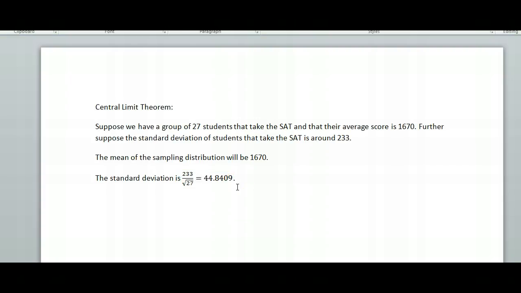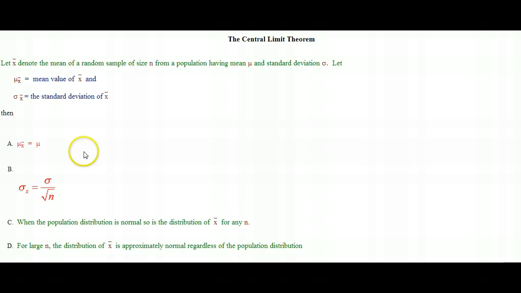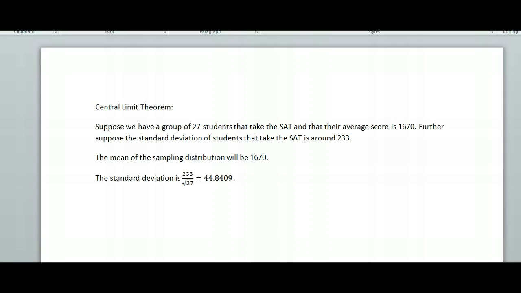So again, these follow the central limit theorem from the reading here, that the mean is equal to the mean, and the standard deviation of the sampling distribution by the central limit theorem will be the standard deviation divided by the square root of n. Your answers are 1,670 for this example and 44.8409 for the standard deviation.